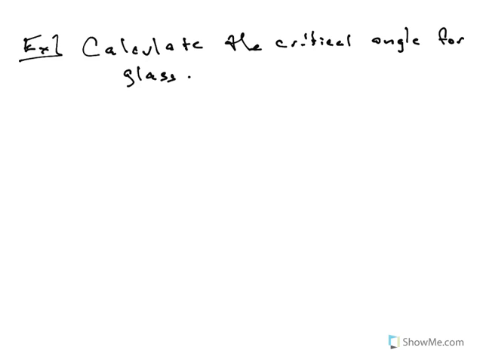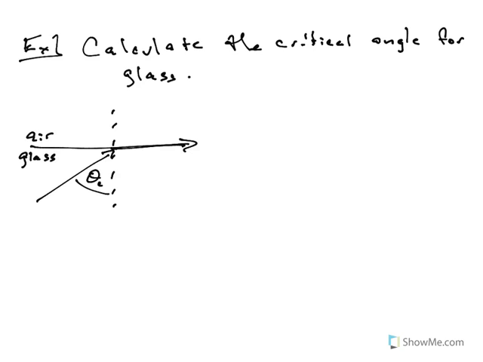I want to know what's the critical angle for glass. That means I've got light incident. It skims the surface. The angle of incidence is the critical angle, and I'm going from the glass into the air. Okay? You cannot do it from air into glass. It has to go from glass into air. So, how do we calculate it? Snell's law, as always.